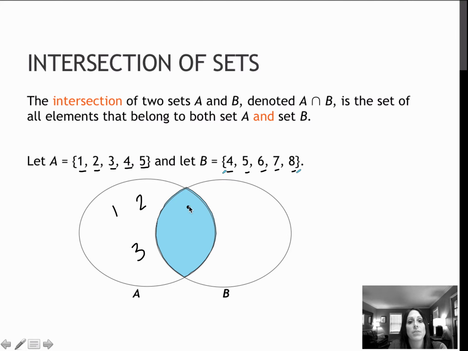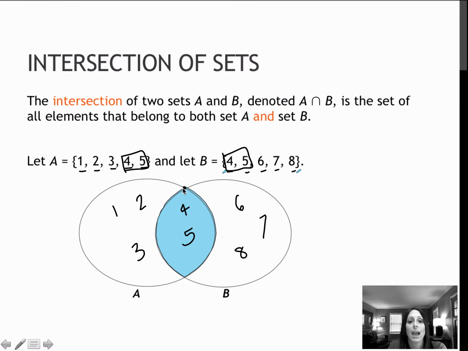But notice 4 and 5 belong to A, so now within the circle of A, I have all of the elements 1, 2, 3, 4, and 5, but I included 4 and 5, which actually are included in both sets, here in the middle blue part. 6, 7, and 8 belong in B, but don't belong in A, so they should not go in the blue, but they're over here.